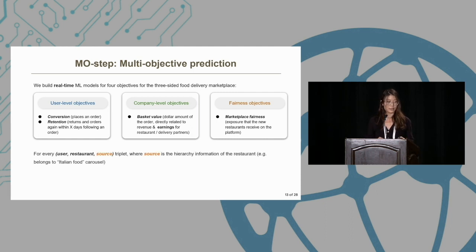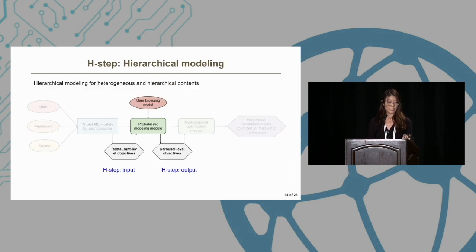And these predictions are done for every user, restaurant, and source triplet, where source means the hierarchy information of the restaurant. For example, if it belongs to a certain carousel or is being shown as a standalone restaurant. So by adding that extra dimension of source there, we will be able to understand and model users' behaviors with these hierarchical contents. So that's the first step.